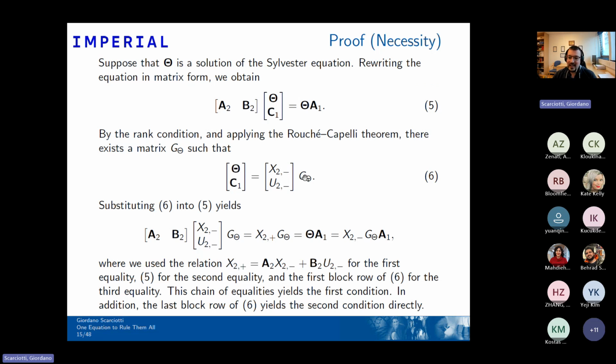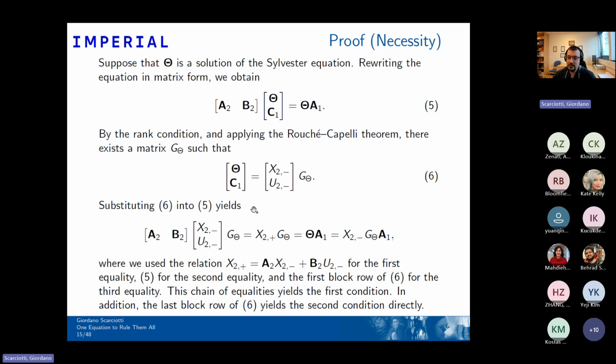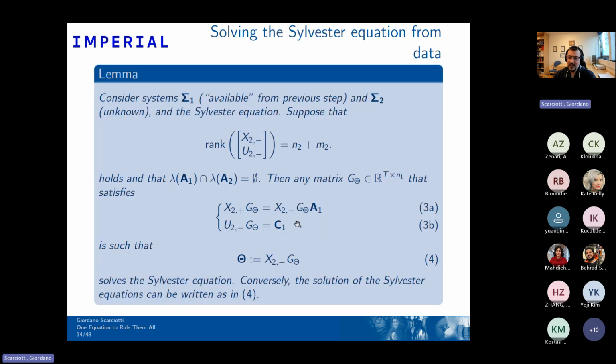Now, what I do is that I replace this into the previous equation, and so I have A2 B2 equal to X2 minus U2 minus times G theta. And now I do the computation. A2 times X2 minus plus B2 U2 minus is equal to X2 plus, which I replace here. So X2 plus times G theta is equal, by 5, by the Sylvester equation, to theta A1, which is then equal to X2 minus G theta A1 because I'm using the first row in 6. So I obtain the equation that X2 plus G theta is equal to X2 minus G theta A1, which is the first equation 3a. And the second equation, 3b, is nothing else than C1 equal to U2 minus G theta, that I read from 6.